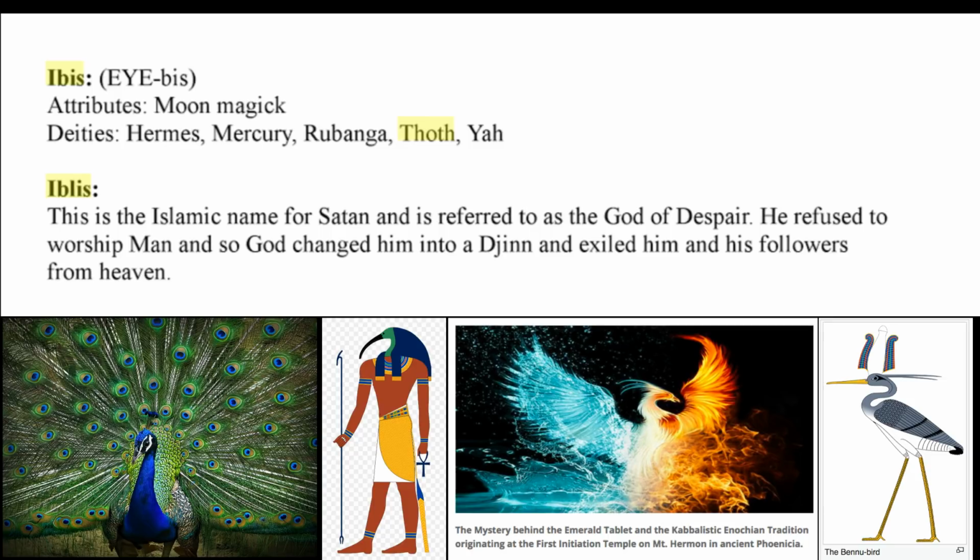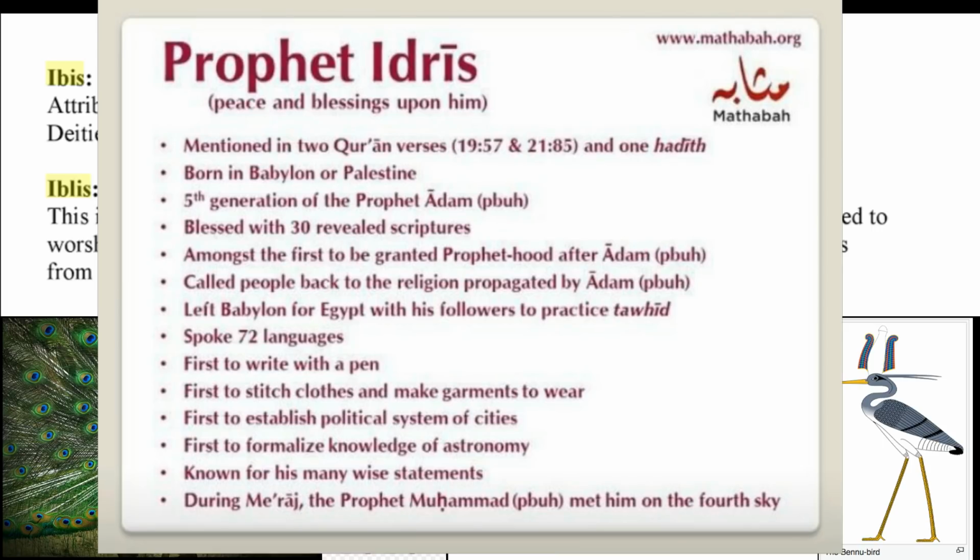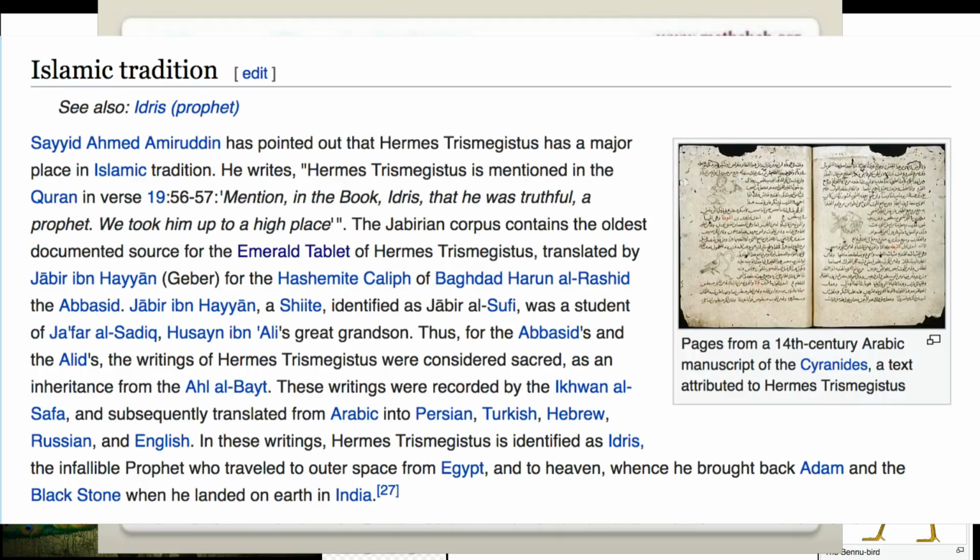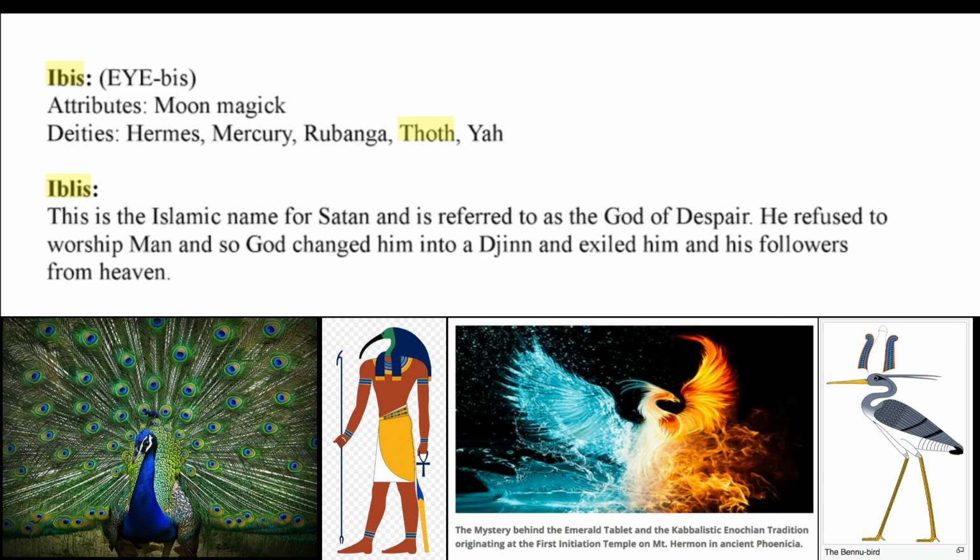So we see the similarity between Iblis and Ibis. All you see is a letter difference, the L. What is the difference when you trace the word from all the translations in time in different cultures? We also have the prophet Idris, which sounds very similar, who also is related to Hermes and Enoch, which we're going to get into, how all these start to relate.